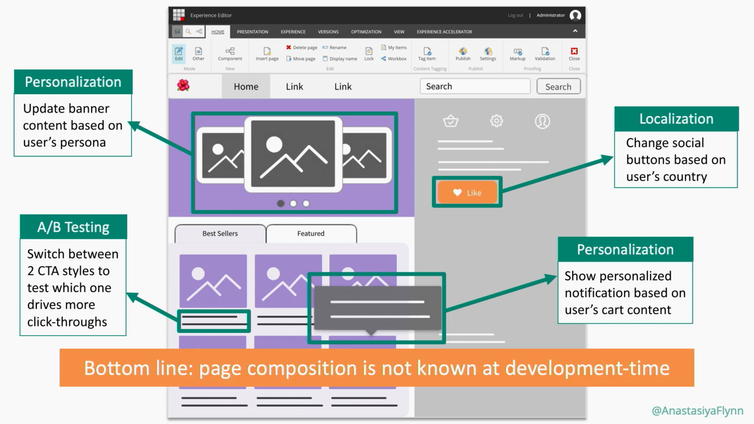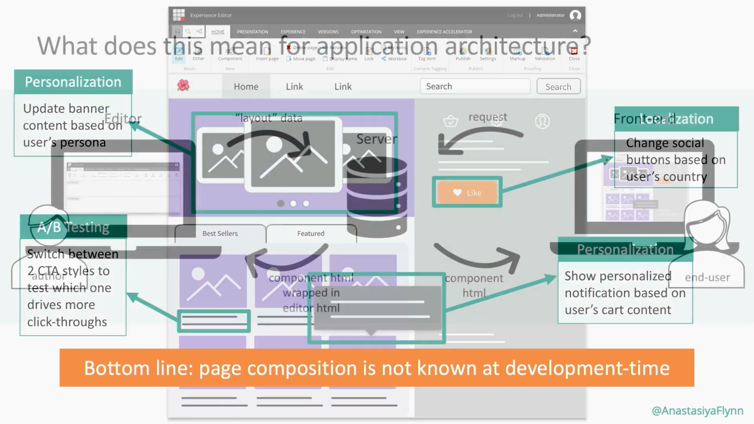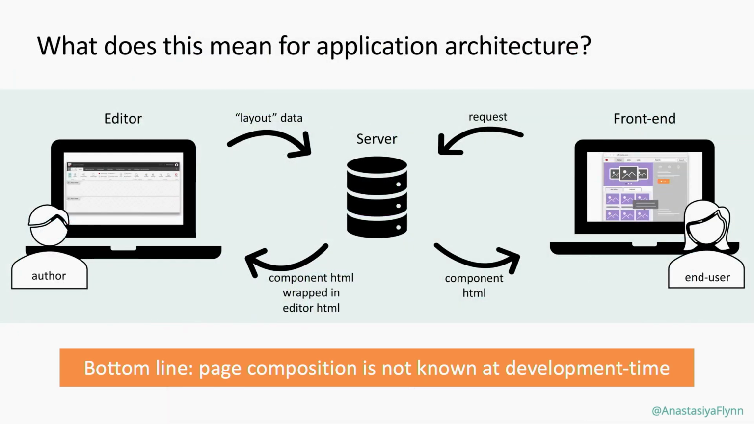So the bottom line is we don't know what's going to be on the page at development time. That makes it really difficult to build stuff in front-end frameworks, which kind of depend on that. The way that this works in traditional .NET MVC development is that everything, all the component blocks, are just MVC renderings. So all the HTML snippets are in MVC Razor views.